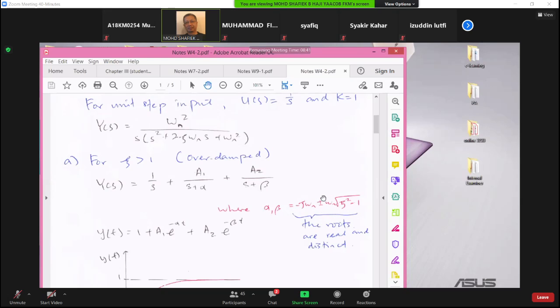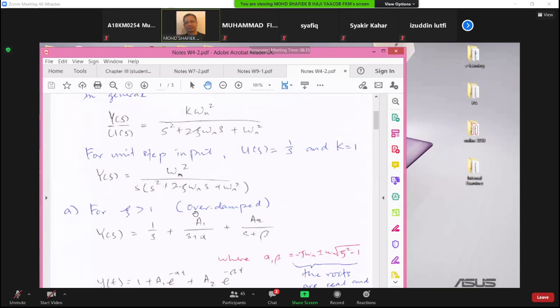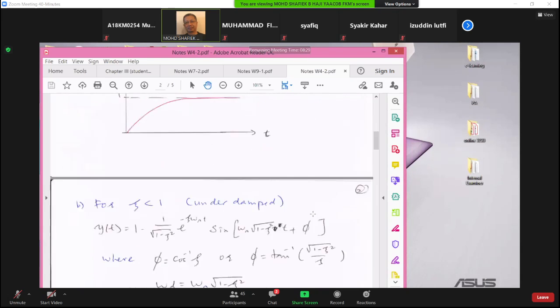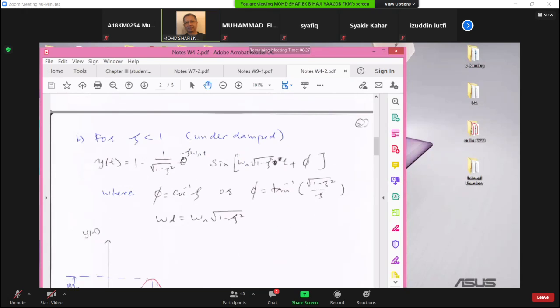The imaginary part of the root is omega n times the square root of 1 minus zeta squared. See, from this second order transfer function, this is the root. And if you look at the response, it contains e raised to the power of negative zeta omega n t. So this tells us about the time constant of the system. The time constant of the system is 1 divided by zeta omega n.